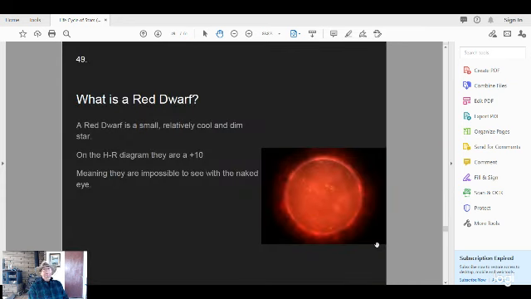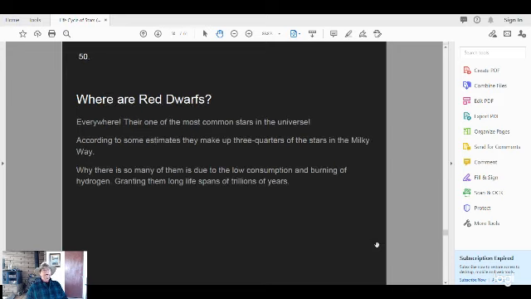Then the new kind of star, which we just started teaching in the last few years, the red dwarfs. They're very low mass, very dim, very cool, and they're everywhere. We didn't know about them because we didn't know to look at them. They don't put out a lot of visible light. They don't last for billions of years. They last for trillions of years.